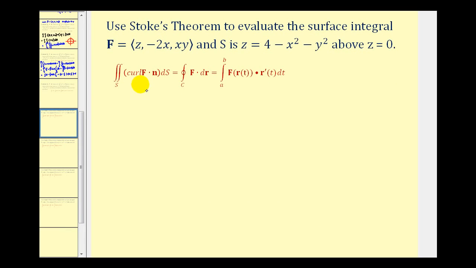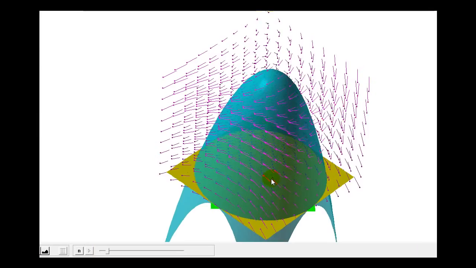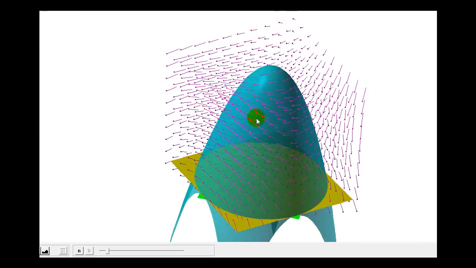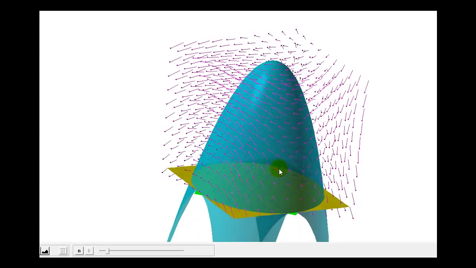In this example, we want to use Stoke's theorem to evaluate the surface integral of the curl of f dotted with n integrated with respect to s. And we have the given vector field, and our surface is given by z equals 4 minus x squared minus y squared above z equals 0. So let's take a look at this graphically first. So our surface is this blue surface above the yellow plane.